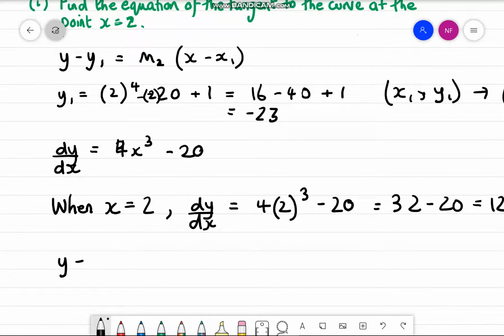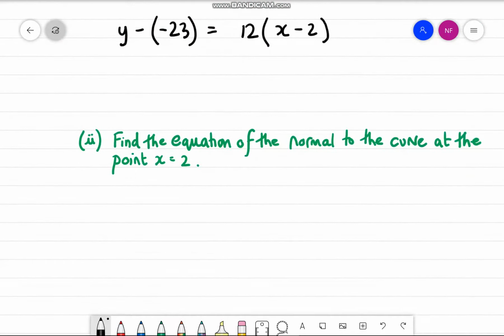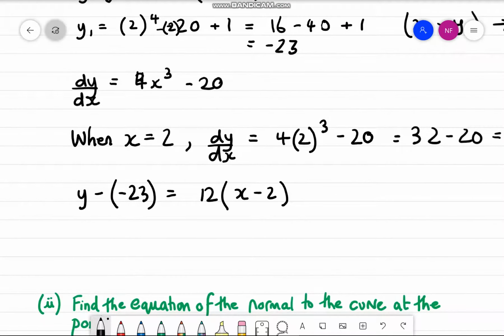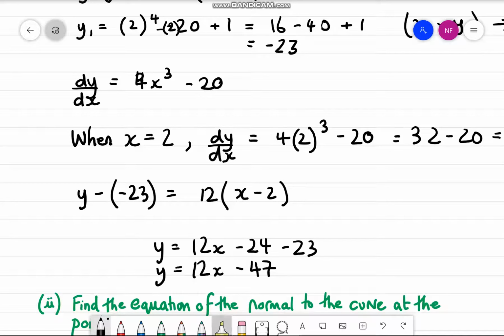Y minus brackets minus 23 is equal to 12 x minus 2. And then we can expand this so that we get y is equal to 12x minus 24 minus 23. So y is equal to 12x minus 47 when we simplify it. And that is the equation of our tangent.